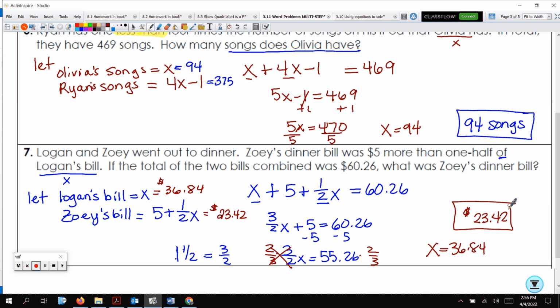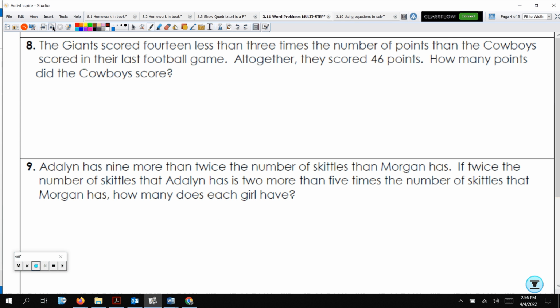Excelente. Moving on. Number 8. The Giants scored 14 less than 3 times the number of points that the Cowboys scored in their last football game. Okay, the two things we're talking about are two football teams, the Giants and the Cowboys. The last one mentioned was the Cowboys. So we're going to let Cowboys be X. And now we're going to talk about the Giants, okay?